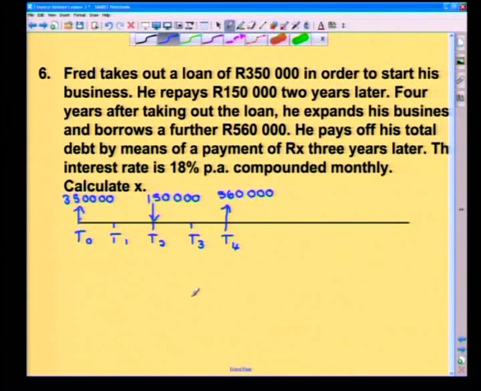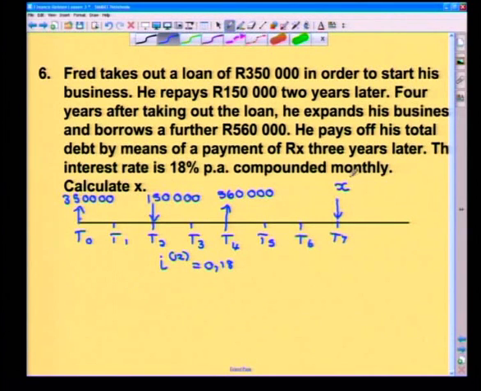He pays off his total debt by means of a payment of X rand 3 years later. So 3 years later from here, T5, T6, T7. So this is where he repays with X. The interest rate is 18% compounded monthly. So I12 is 0,18, or you could write 18, whatever percent.